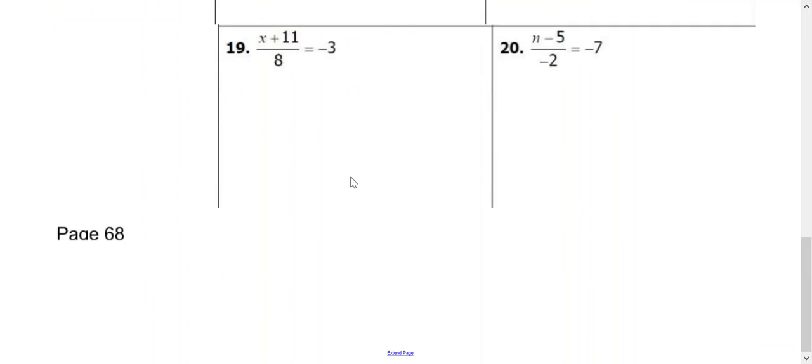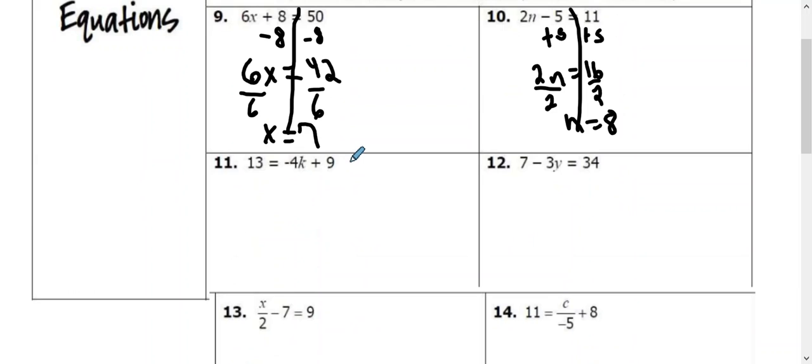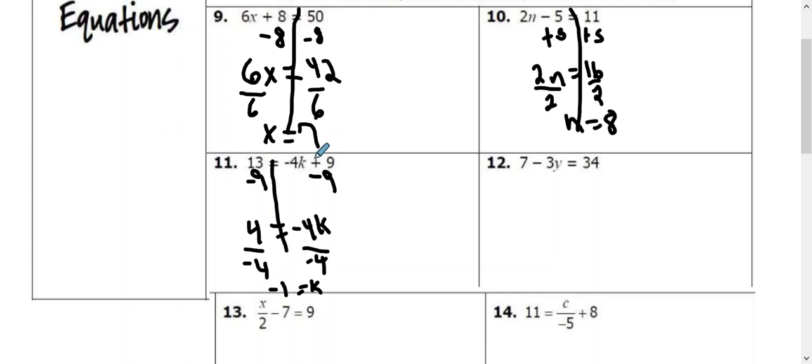Now, there's lots of problems here. If you want, you can pause and try them and then unpause and see if you did them, or else you can just follow along. Okay, so I draw my little wall. It's a plus 9, so I'm going to subtract 9. This one's tricky because it has a negative number in there, so you have 4 equals negative 4k. So you've got to get rid of the negative 4, so you're going to divide both sides by negative 4, and so k equals negative 1. So 4 times negative 1 is negative 4, plus 9 is 5.